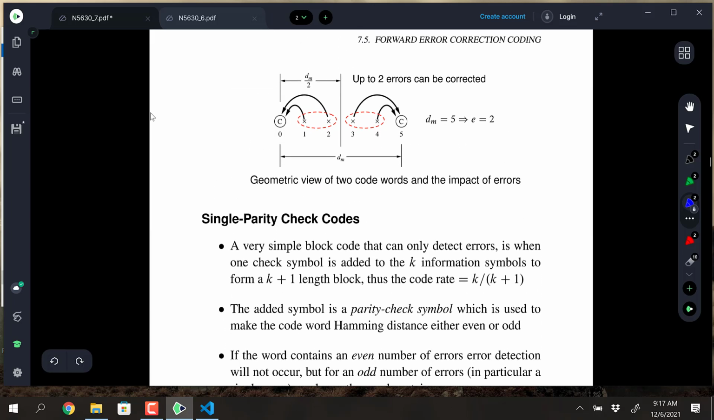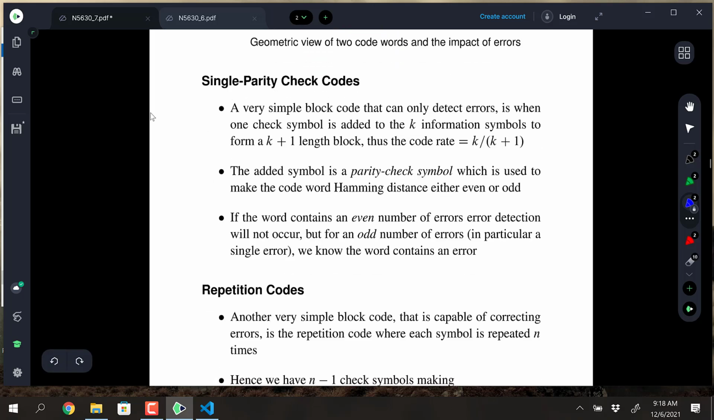And this is just a picture that Dr. Ziemer has in the book, which says how you can resolve things with a Hamming distance. And then you have the parity checking codes to resolve that.